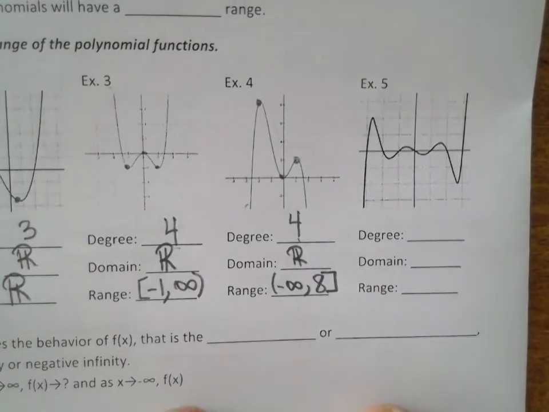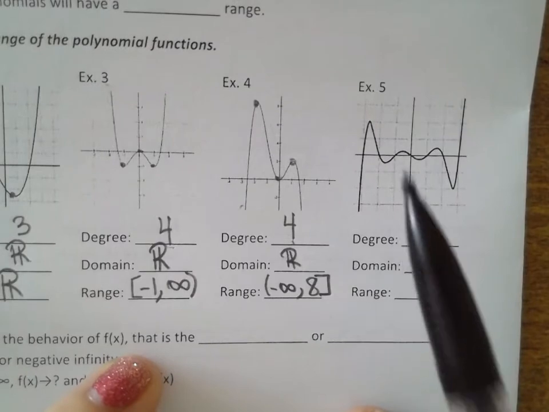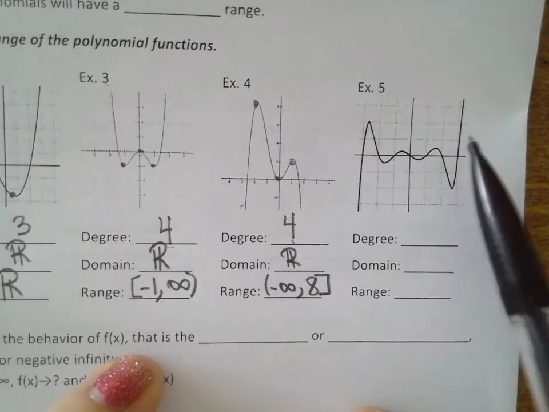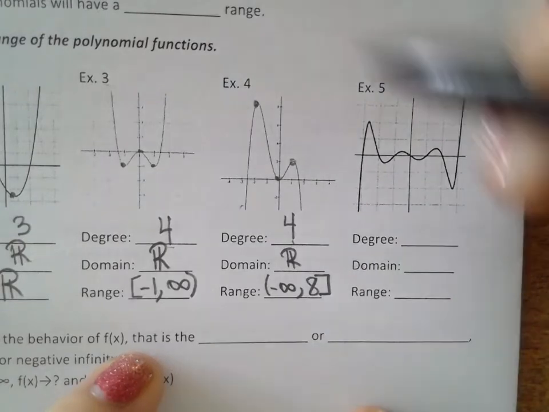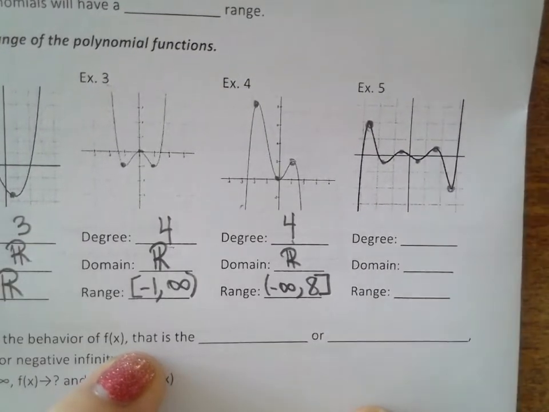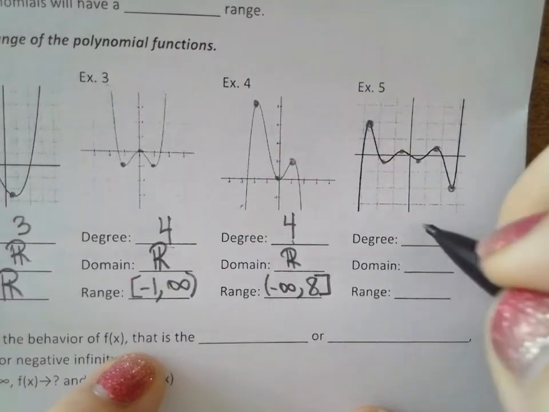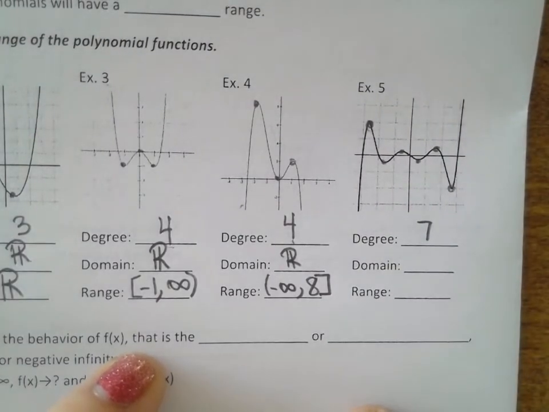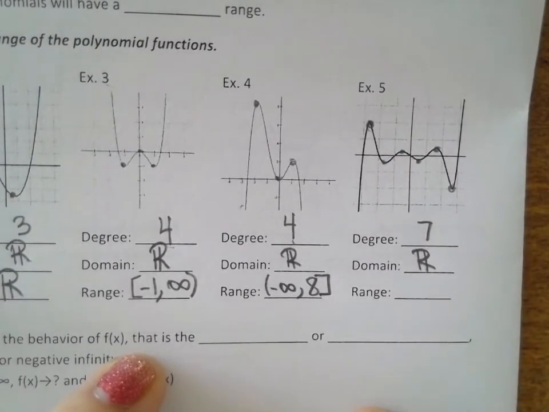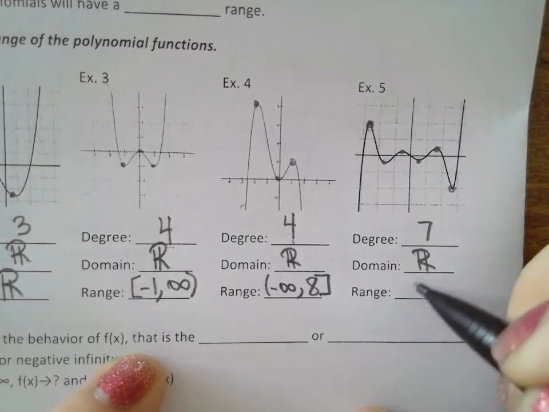So here, I automatically know that this is an odd degree. Looking at this graph, how do I know that it has an odd degree? Their ends are going in opposite directions. So here, 1, 2, 3, 4, 5, 6, plus 1. This is degree 7. Domain? All the time, boo. Range? It's odd. All real numbers.